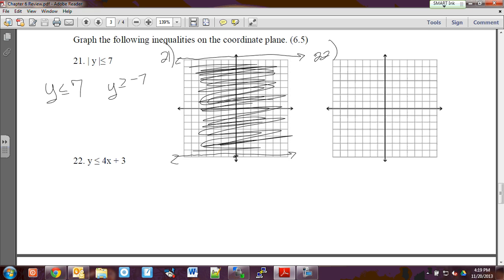Graph number 22. Y is less than or equal to 4x plus 3. Graph that line. 1, 2, 3. And then up 4. 1, 2, 3, 4 over 1. And let's go down 4. 1, 2, 3, 4, and over 1.